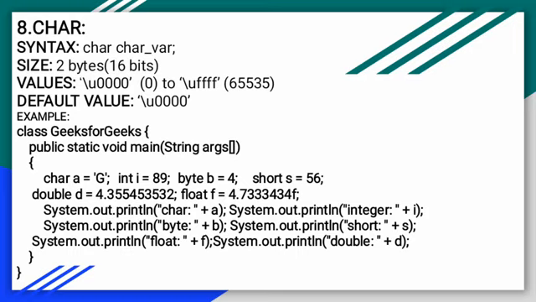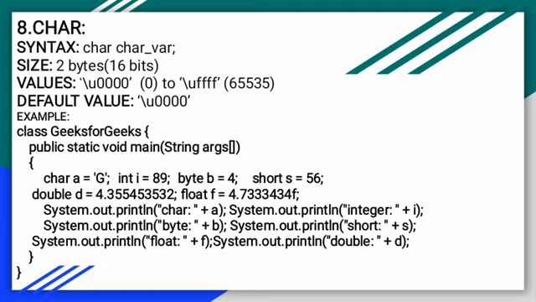So far we have learned the syntaxes are pretty much similar. That is, for character it's char space character variable, and likewise integer, byte, short, double and float. After printing these values we get char g, integer 89, byte 4, short 56, float 4.733343, double 4.35545352. So that is pretty much about primitive data types. There are 8.